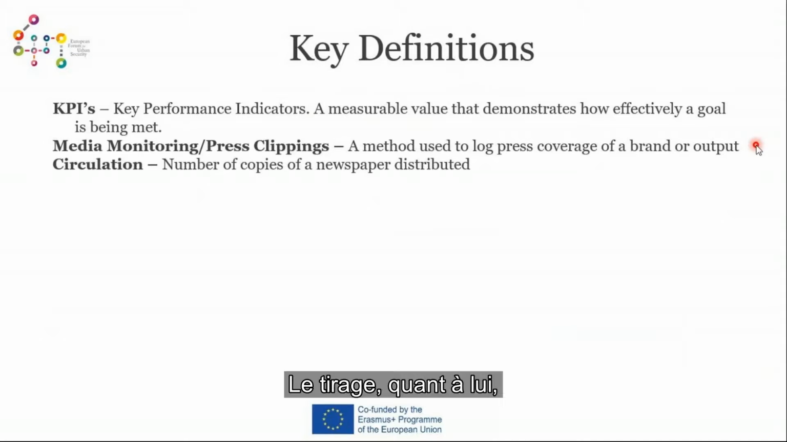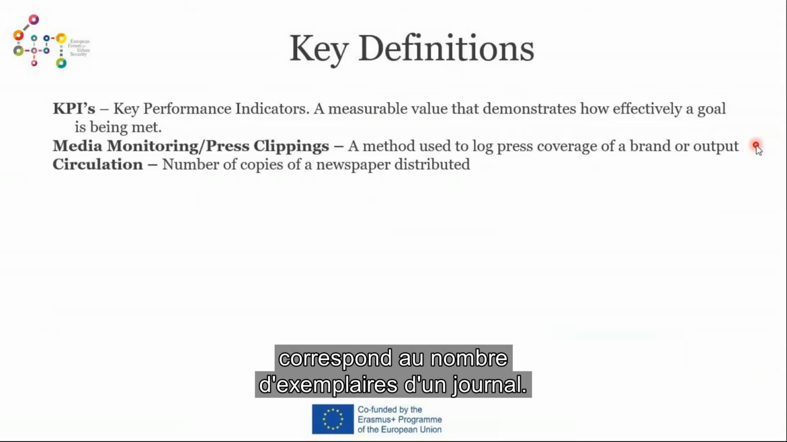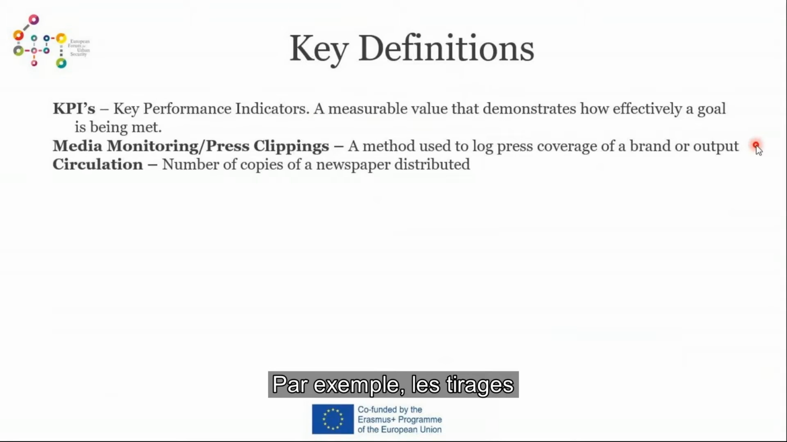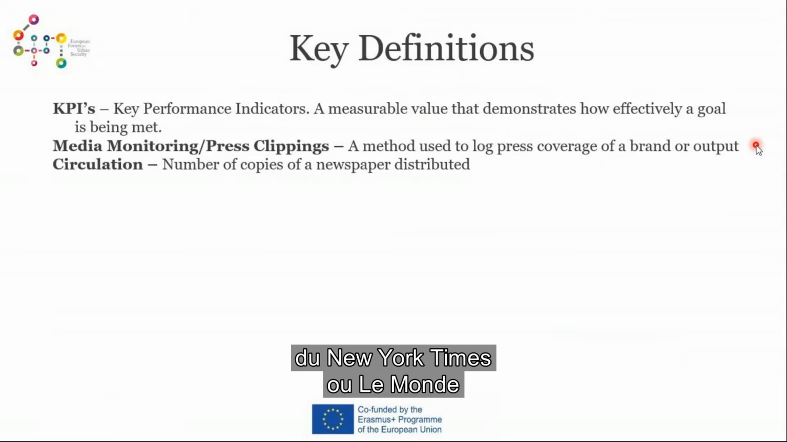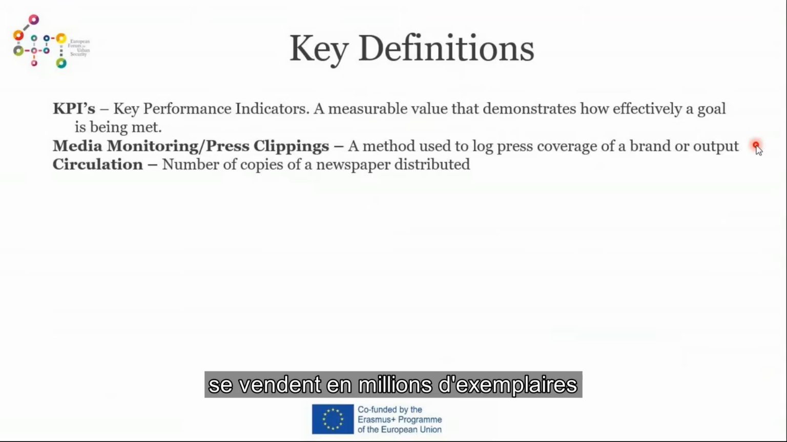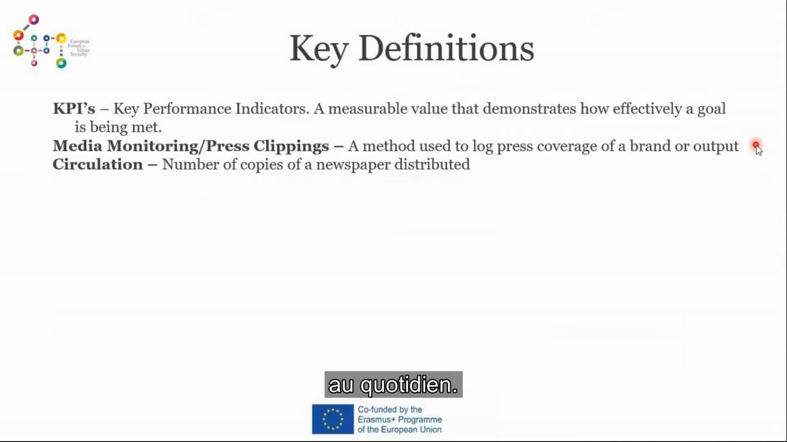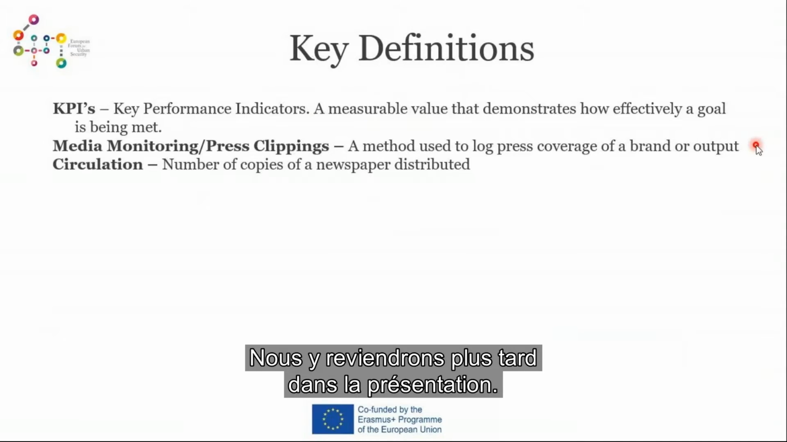The next concept is circulation, and this is the number of copies that a newspaper has distributed. So circulation figures are quite literally, so for instance, the New York Times or Le Monde, they might distribute, I don't know, maybe a couple million copies of the newspaper every day. And that's what a circulation figure is. And we'll come across that much later in the presentation when we talk about measurement.